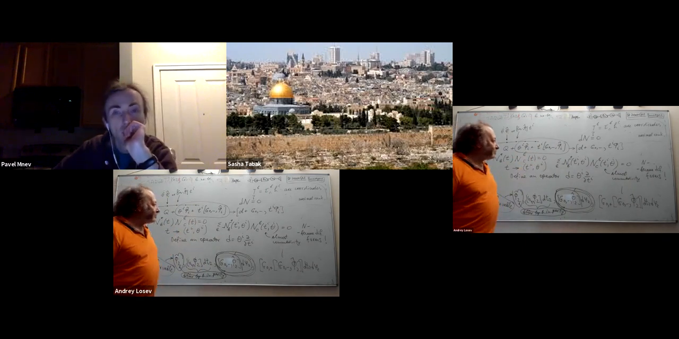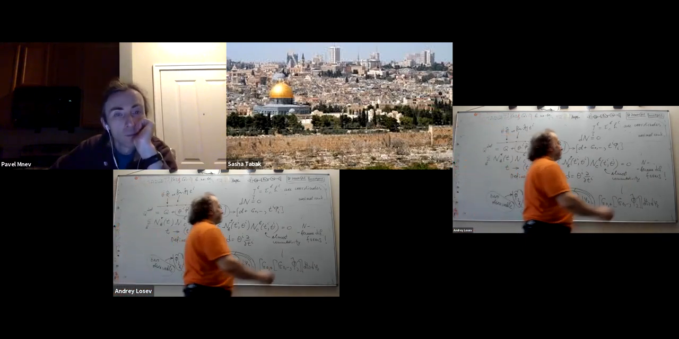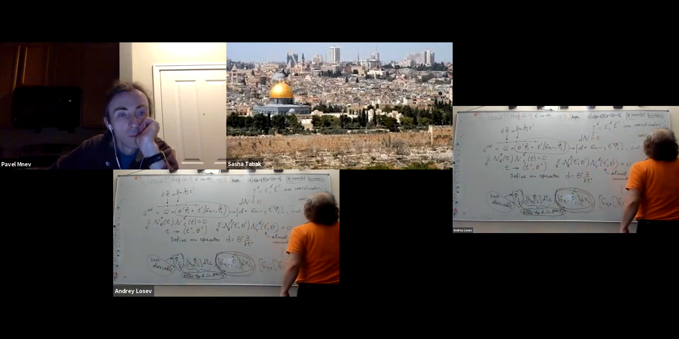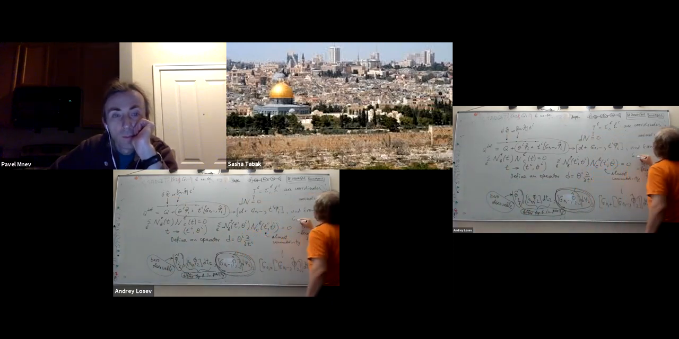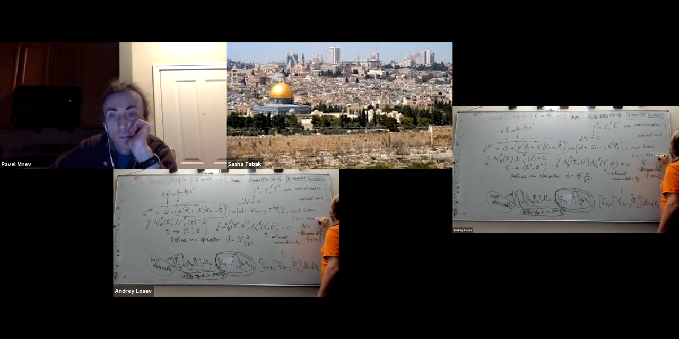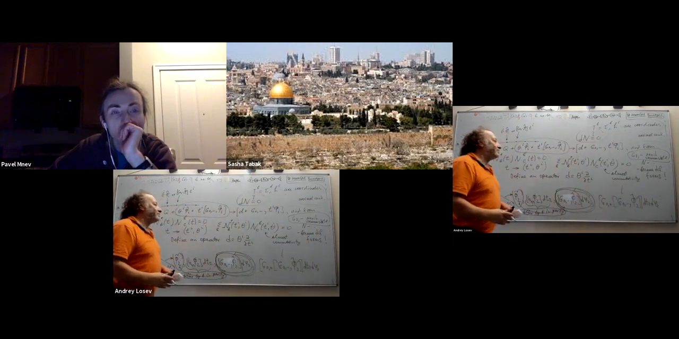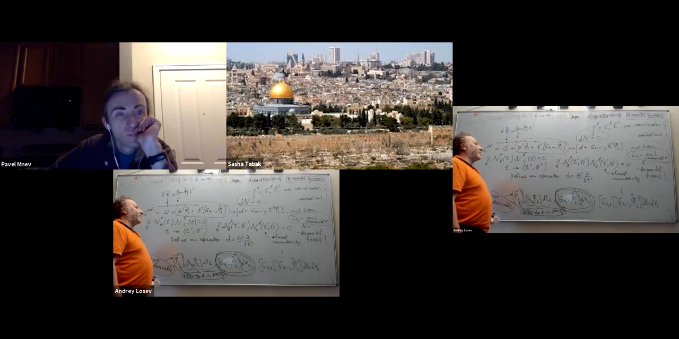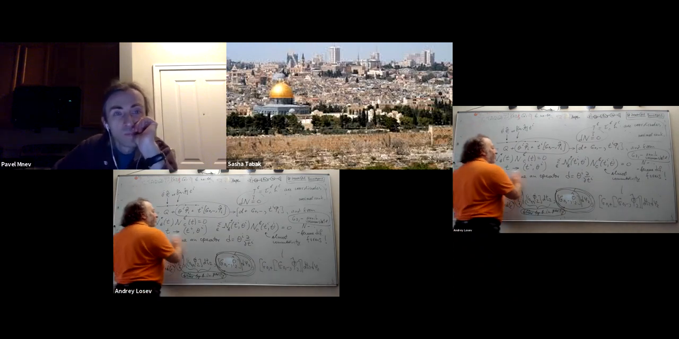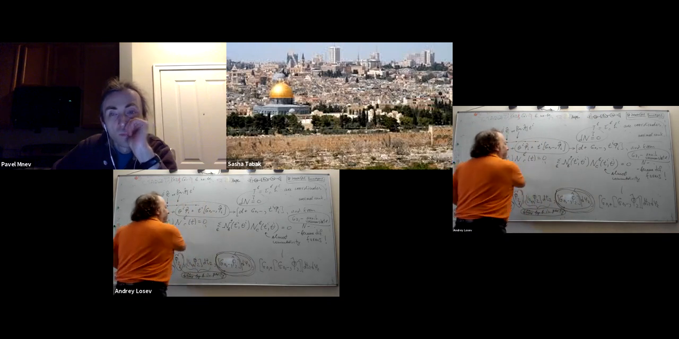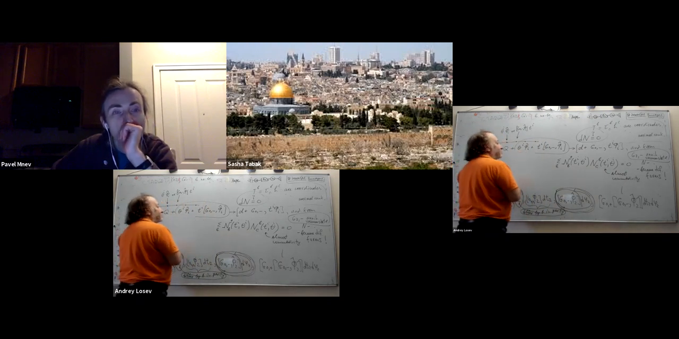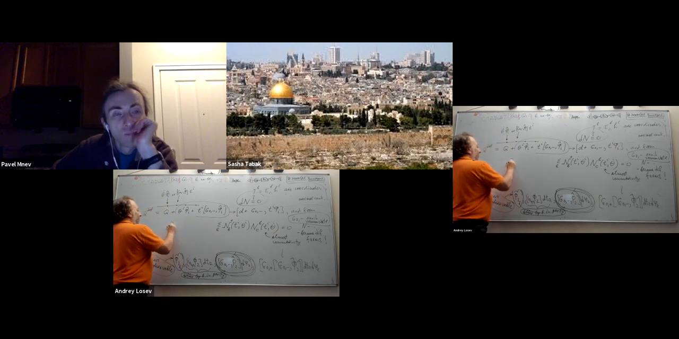And from this, and from the fact that G naught minus annihilates the vacuum state, this equation follows. So actually, we really get n squared equal to zero, dn equals to zero.